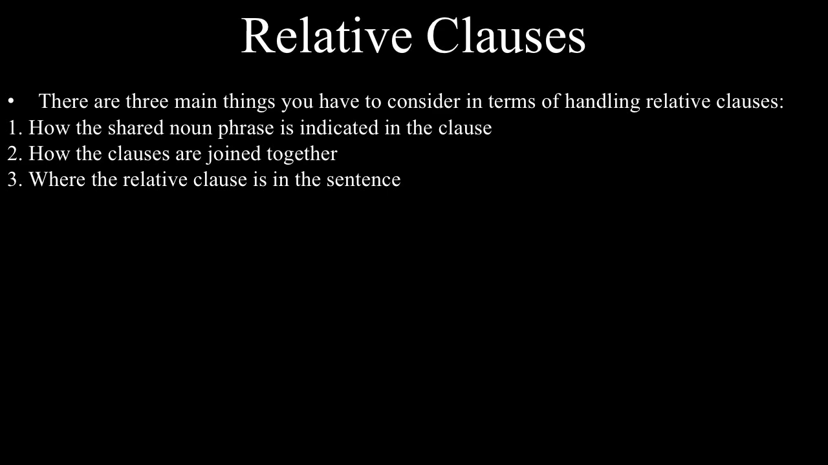There are three big things a language has to think about when making a relative meaning. 1, how the shared noun phrase is indicated in the clause. 2, how the clauses are joined together. And 3, where the relative clause is placed in the phrase.